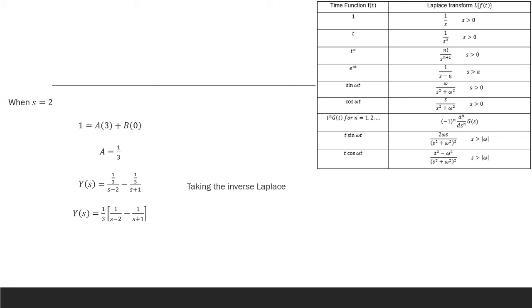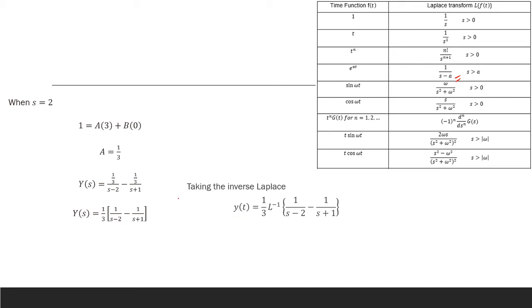Now, if you notice, we can take the inverse Laplace directly, because it already looks like what is in our table of Laplace transforms. To be specific, it is in this format: 1 over s minus a. Here, in the first term, our a is 2, and in the second term, our a is negative 1. So, therefore, the inverse Laplace transform is 1/3.